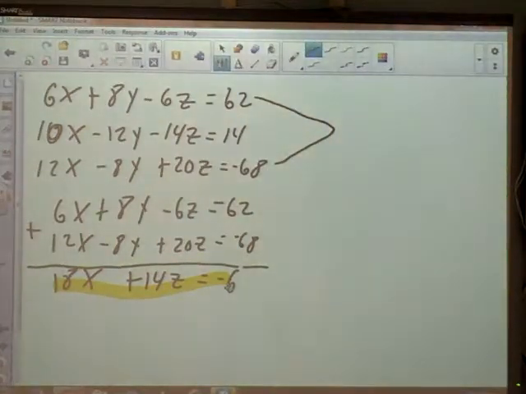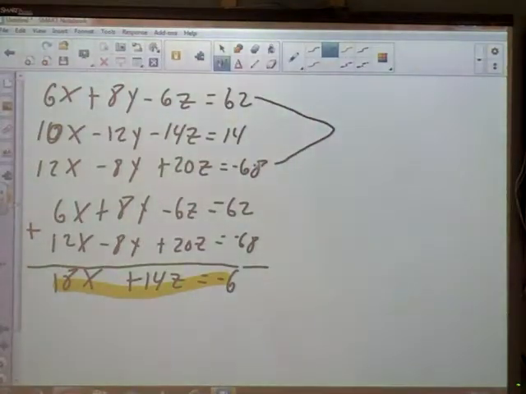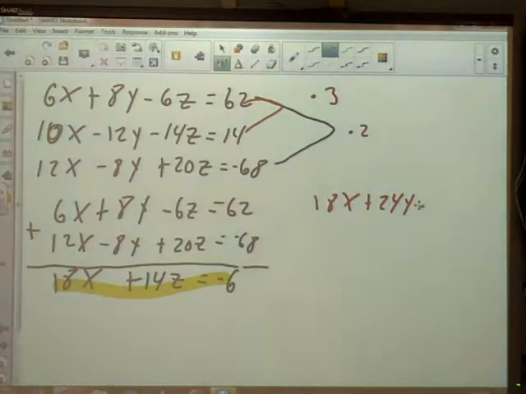Okay. Somebody tell me which two you want me to put together for the next one. The first and the second one, or the second one and the third one? What'd y'all do? First and second. First and second's what Dalton said. Now to eliminate the y's again, the smallest thing that 8 and 12 will go into is 24. So I'm going to multiply the top one by 3 and the second one by 2 to make them 24s. So that'll give me 18x plus 24y minus 18z equals 186. Is that right?